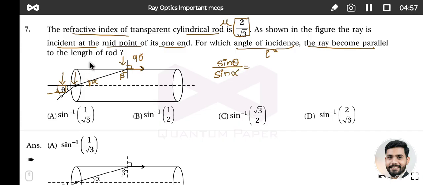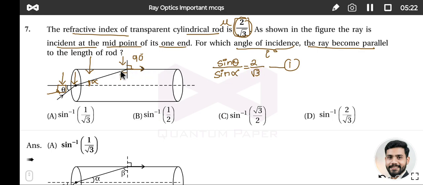So mu2 means the medium in which light is entering, which is given by 2 by root 3. So 2 upon root 3 divided by mu1. Mu1 means from where the light ray is coming, so that is from air. The refractive index of air is 1. So upon 1 is the same thing, 2 by root 3. So we get our first equation: sin theta upon sin alpha is equal to 2 by root 3.